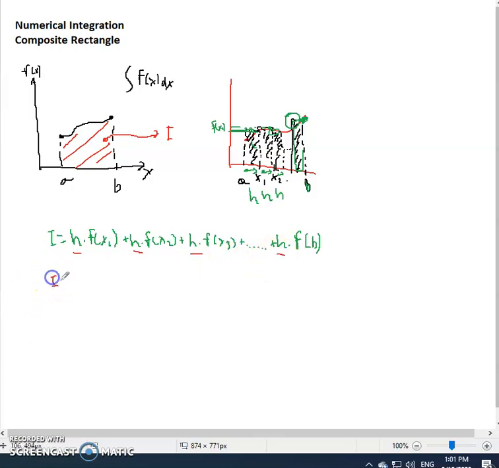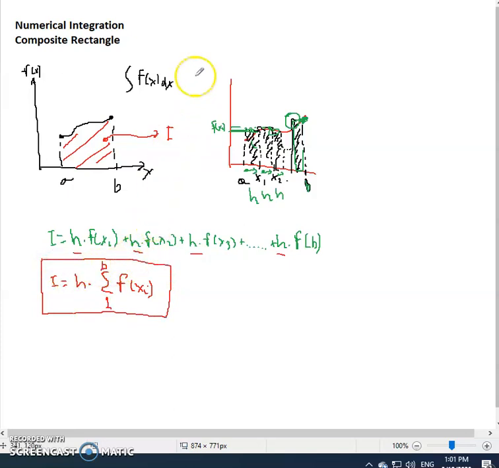So the integral will equal h times the summation of f of xi, starting from 1 and ending at b. So this is the rule of the composite rectangle method.